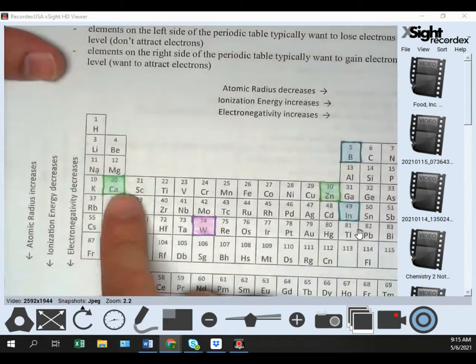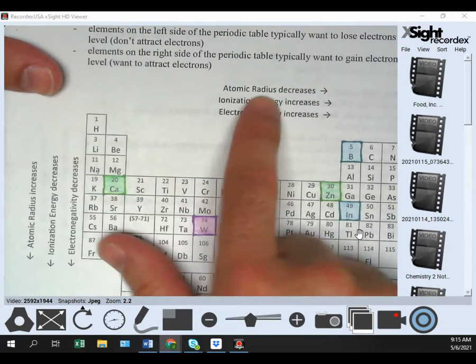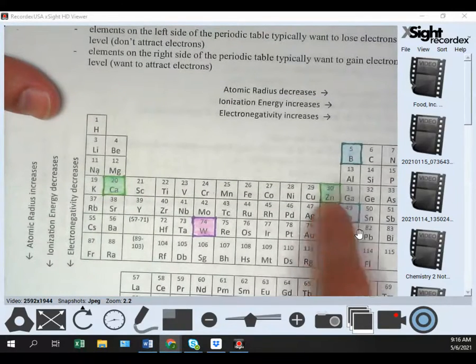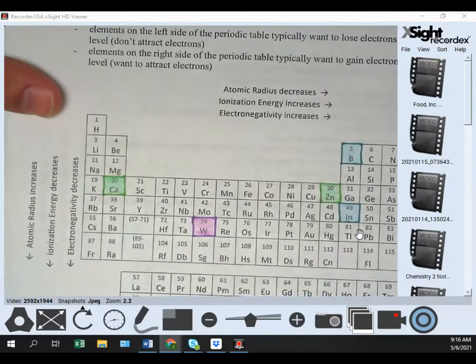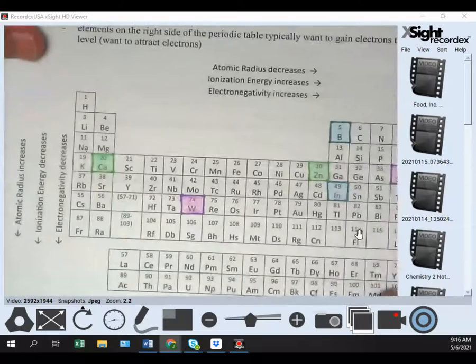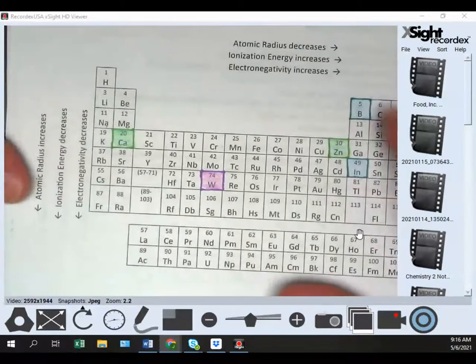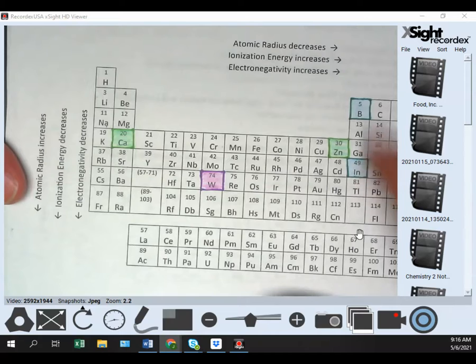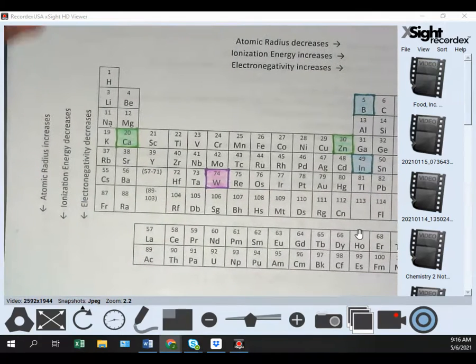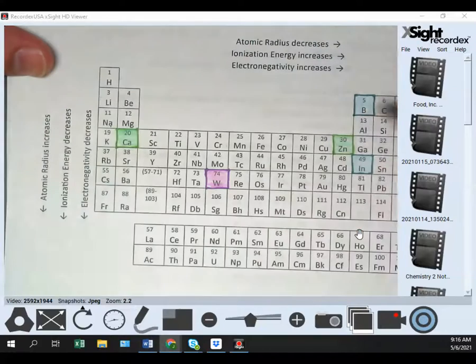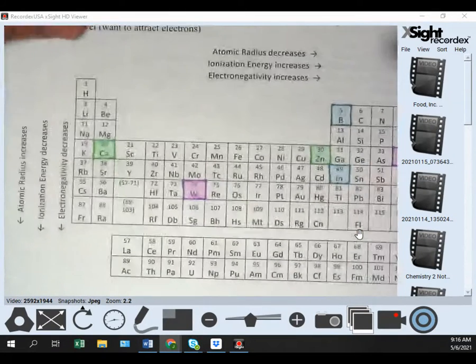Calcium. How do you know? Because it's further left on the periodic table. Yeah, atomic radius decreases left to right. So that means zinc is smaller than calcium, right? Okay. What about boron and indium, which has the smaller ionization energy? Indium. Yeah, ionization energy gets smaller as you go down. So which one has the smaller one? Indium does. Good.